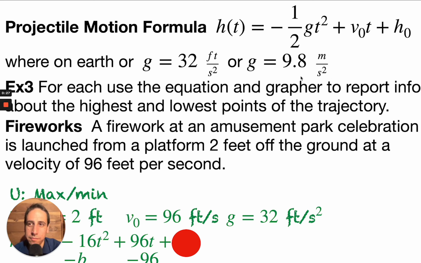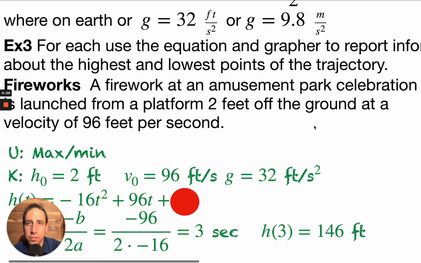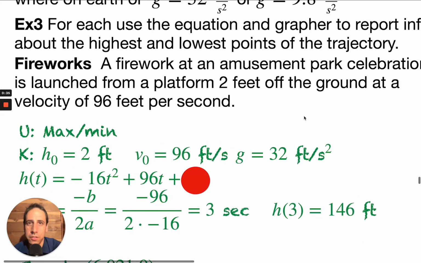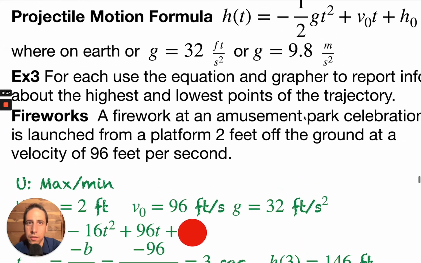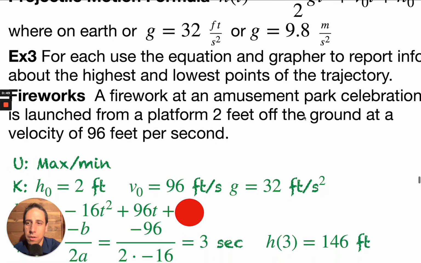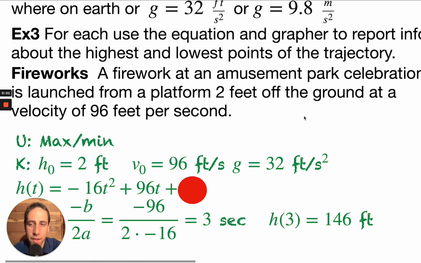For each of these, use the equation and a grapher to report information about the highest and lowest points on the trajectory. Okay, fireworks. A firework at an amusement park celebration is launched from a platform 2 feet off the ground at a velocity of 96 feet per second. What we want to know, the unknowns, are the maximum and the minimum heights.